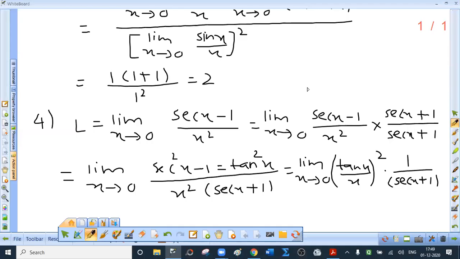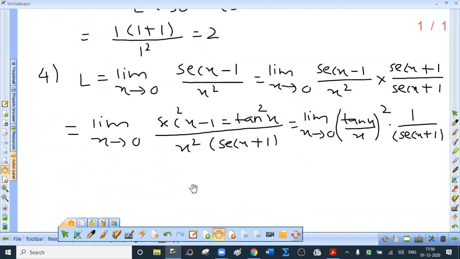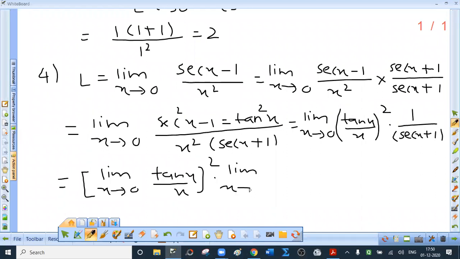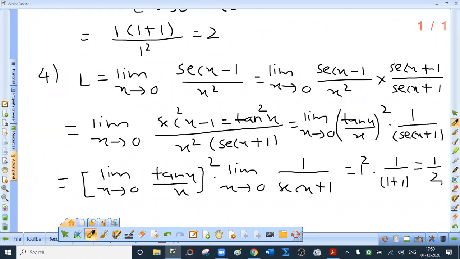Fourth one, let L be the limit as x tends to 0, sec x minus 1 upon x square. Multiply numerator and denominator by sec x plus 1. So that gives me sec square x minus 1 in the numerator, which is tan square x upon x square into this as it is. Now tan square x upon x square is the square of tan x by x. Please don't write 1 square directly. In the next step, you have to say limit of square is square of limit. So this is limit x tends to 0, tan x upon x, bracket square, into limit x tends to 0, 1 upon sec x plus 1. So this is 1 square. What is sec 0? 1. So the final answer is 1 upon 2.